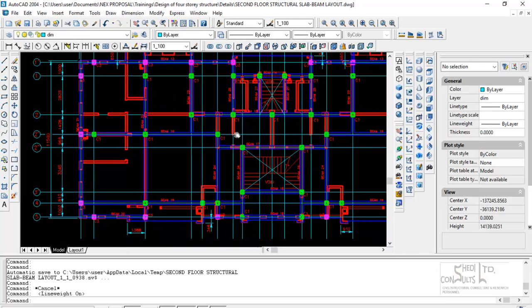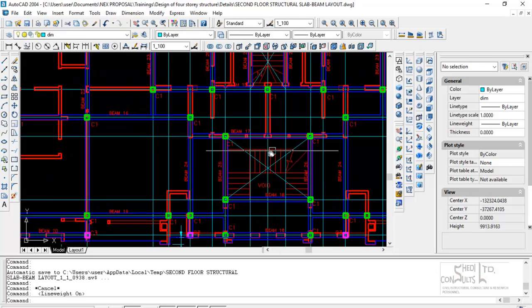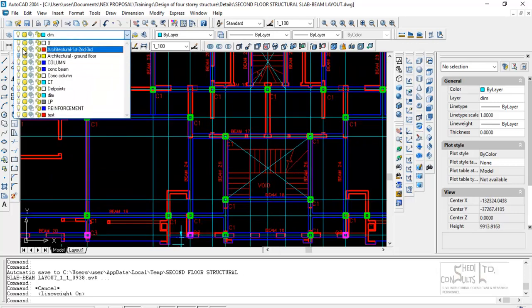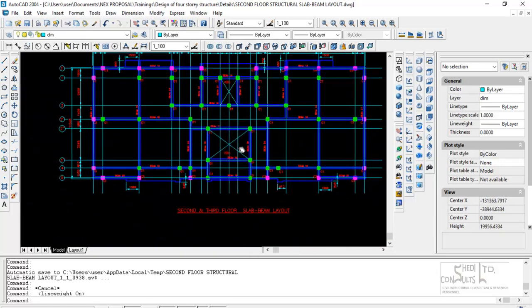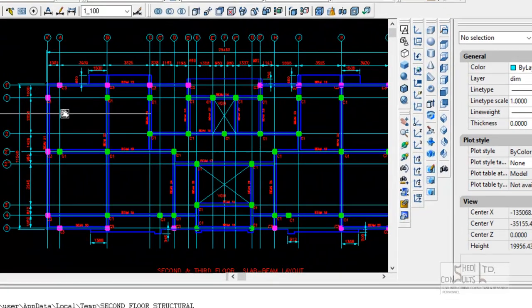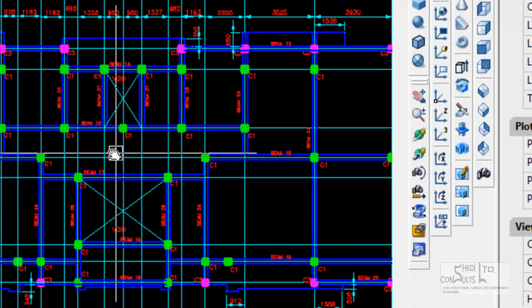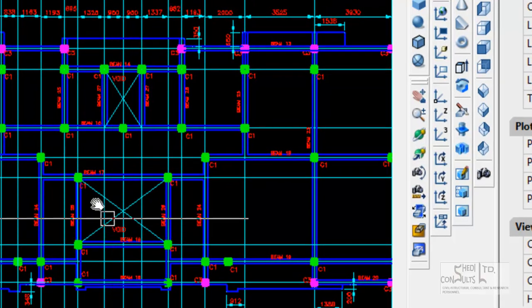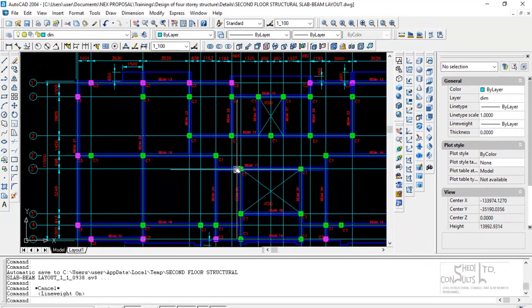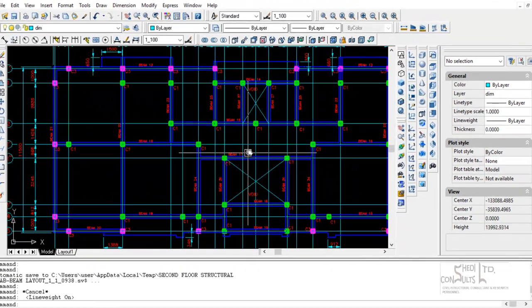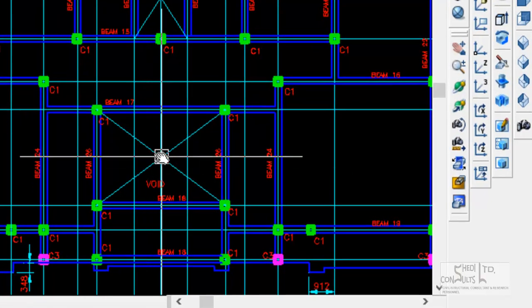So the first thing is to frame your structure, and then you have a void here. If you switch off the architectural second floor structural layout, you have the void there. Remember I told you, to develop your structural layout, you use the preceding and succeeding floor to develop the structural layout of the succeeding floor. You use the preceding and succeeding architectural layout to develop the structural layout of that succeeding floor.